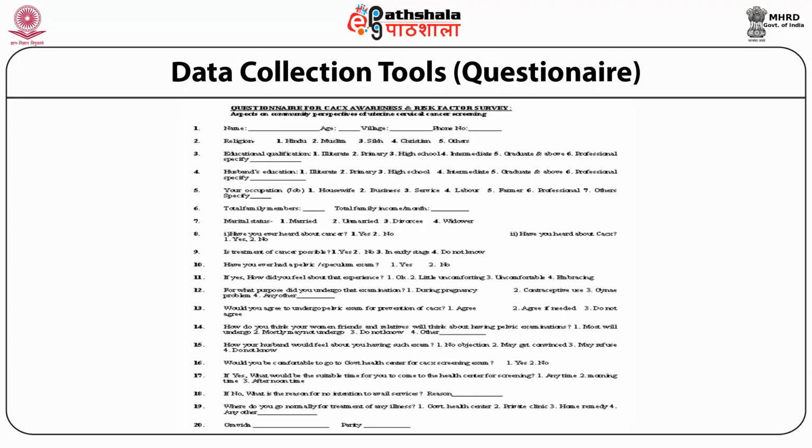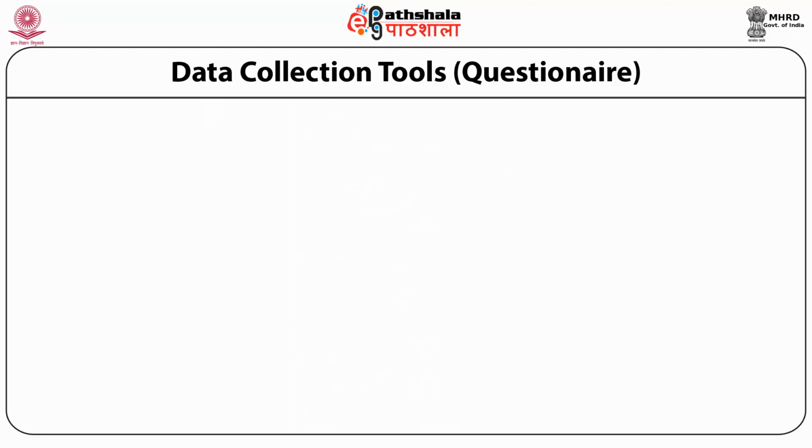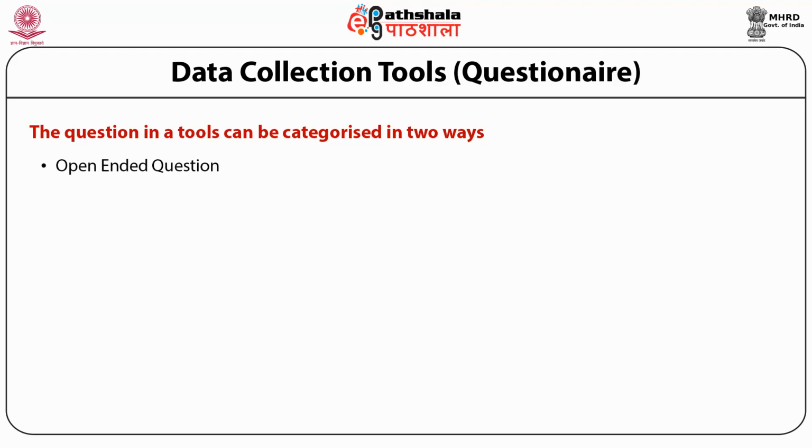This is a sample of the questionnaire which was made. It has all the answers coded here. So like this, we should make a questionnaire which justifies your objectives in the study. There are two types of questions in the questionnaire. One is open-ended, another is closed-ended.